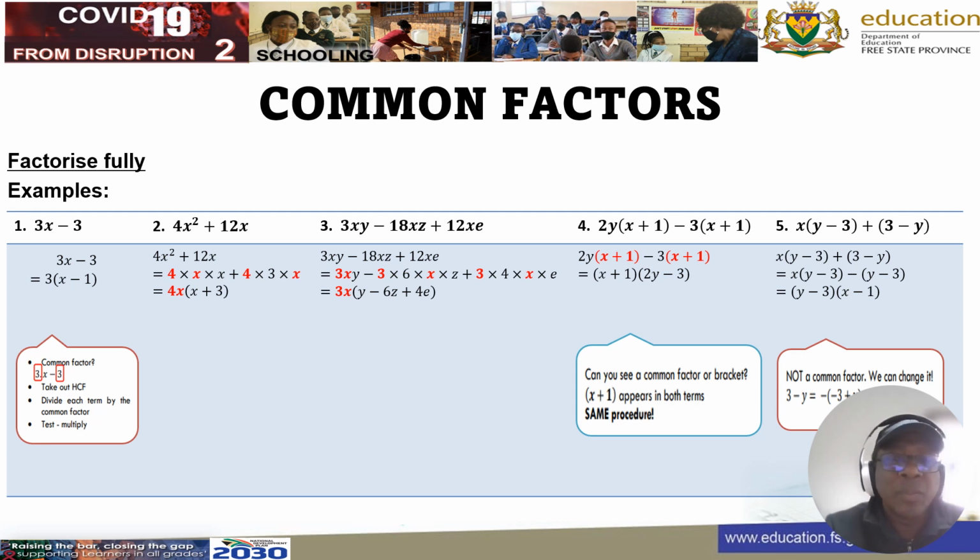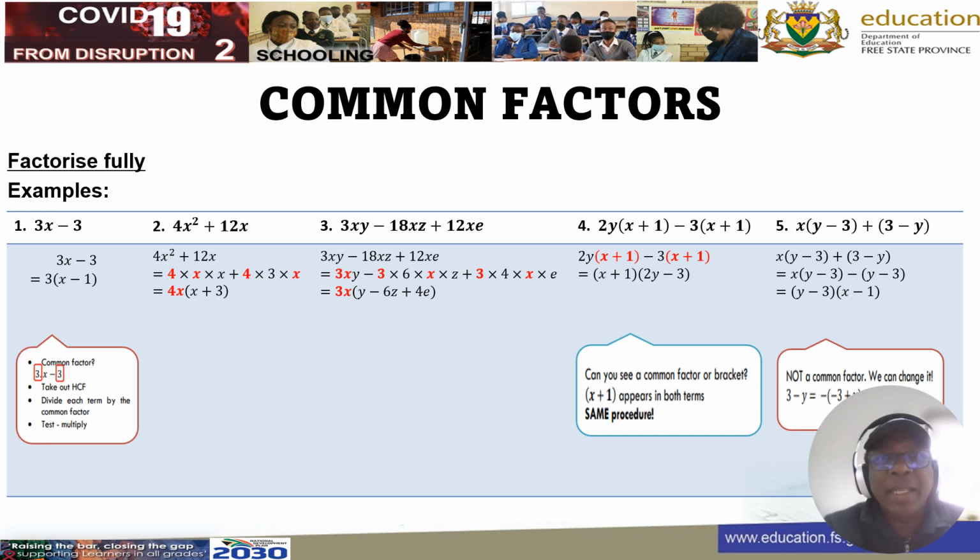Example number 4. 2y into x plus 1 minus 3 into x plus 1. Can you see a common factor or bracket? x plus 1 appears in both terms. Therefore, that x plus 1 becomes a common factor. We write the common factor first, into x plus 1. What is remaining is 2y minus 3. Therefore, the factors of the expression are x plus 1, close bracket, into 2y minus 3.